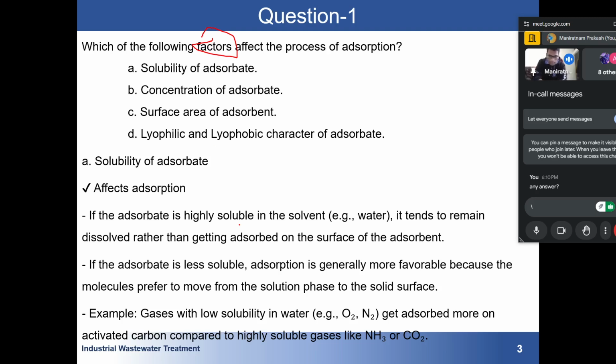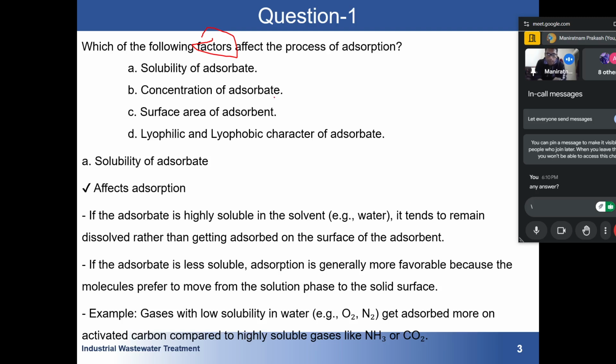Then there are several options. The first option is solubility of adsorbate. We have said that the adsorbate is the contaminant that will get adsorbed on the solid. The first option is solubility of adsorbate, and this is a correct option. It indeed affects the adsorption. How? If the adsorbate is highly soluble in the solvent, it tends to remain dissolved rather than getting adsorbed on the surface of the adsorbent.